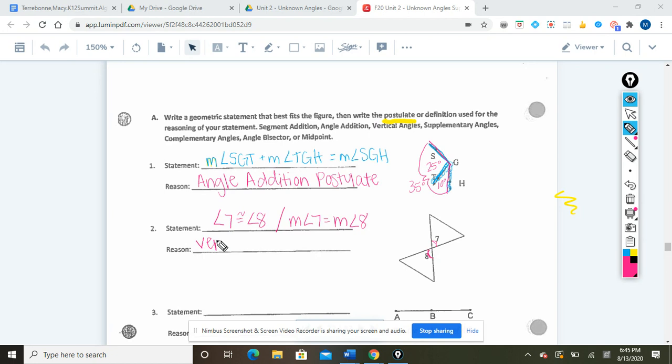Why? Vertical angles. Now sometimes in a proof, depending if it comes from your module, from the people who write LEAP, or from another textbook, it might say vertical angle theorem. Or it might say definition of vertical angles. We don't care. There's no difference for those as far as we're concerned. All we care about is that these are vertical angles, and because they're vertical angles, we know they're congruent. So that's how we can make this statement.